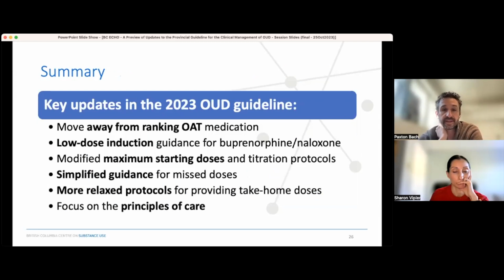So just in summary, some of the key updates in the 2023 opioid use disorder guideline are: moving away from a ranking of OAT medications, incorporation of low-dose induction guidance for buprenorphine and naloxone for those who would benefit from an alternative induction mechanism, modified maximum starting doses and titration protocols, especially for full agonists, simplified guidance for missed doses of these medications, more relaxed protocols for provision of take-home doses, still quite rigid and quite restrictive, I will say, but much more realistic than past guidance, and a much greater emphasis on the principles of care.